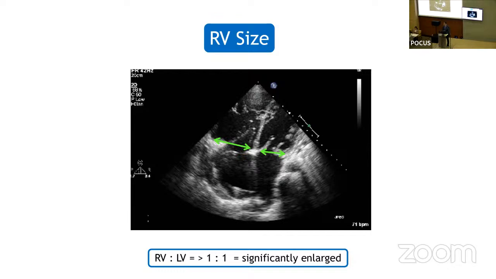Do you see the RV apex? The apex is being taken over by the RV. So this is a severe RV dilatation.